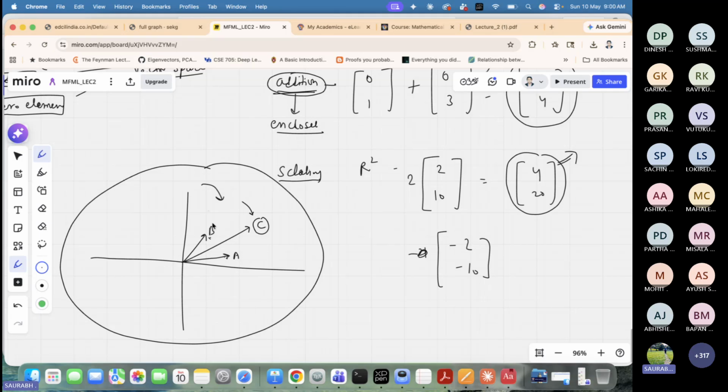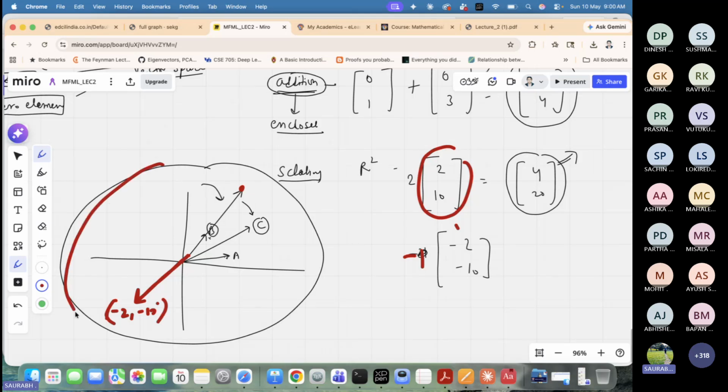Now think about scaling. When we scale vector B and multiply it with a positive real number, it gets scaled like this. When I multiply it with a negative real number, it gets scaled in the opposite direction, right? Think of this as 2, 10 somewhere would have been here. But when I multiplied it with minus 1, it moved back. Minus 2 and minus 10 would be somewhere here, but it still is a part of the space, right?